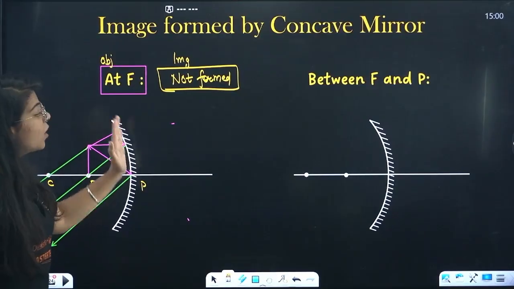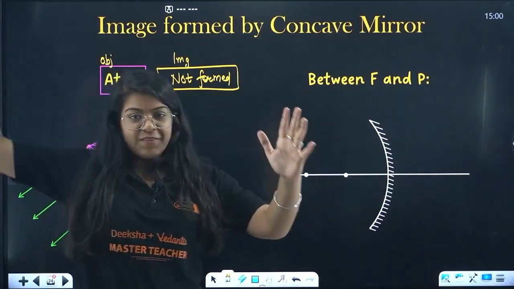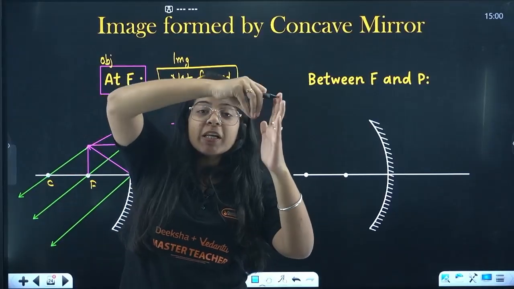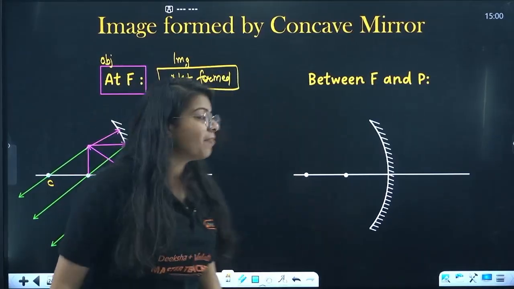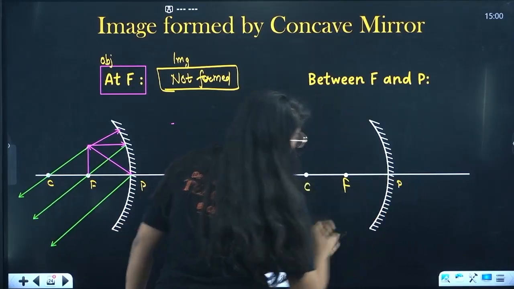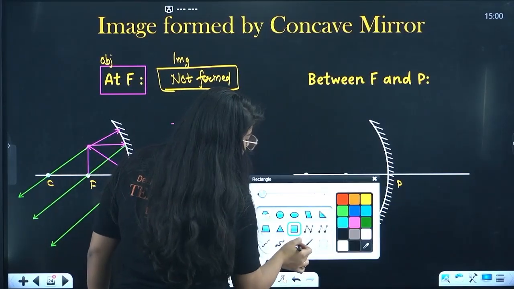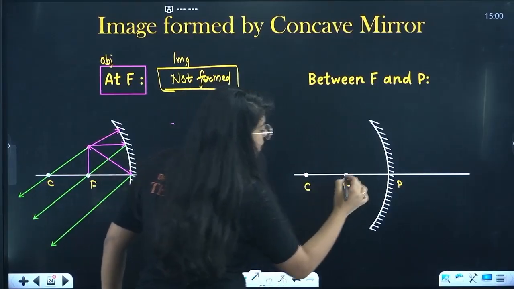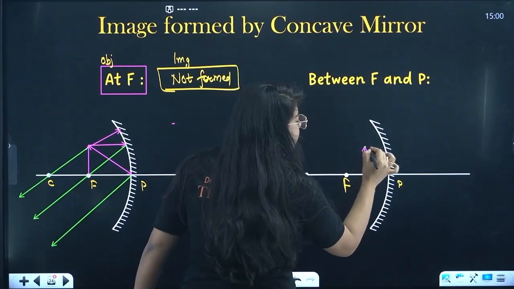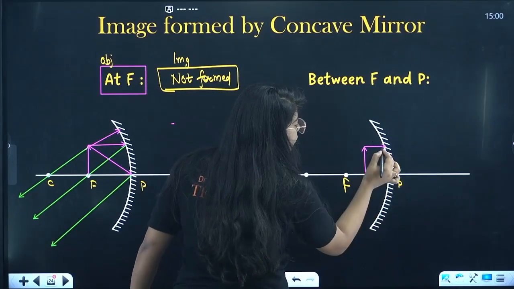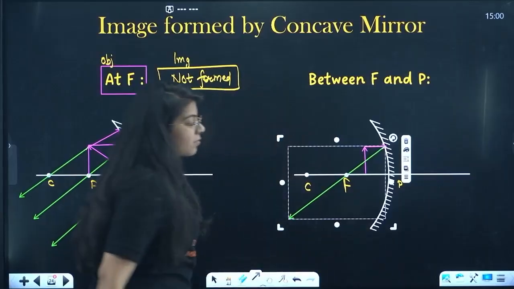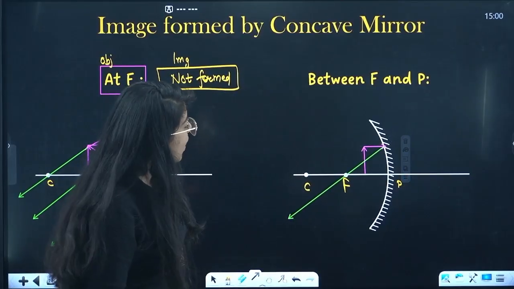Next, beta, now the object jumped even closer to the concave mirror: infinity, beyond C, at C, between C and F, at F, and now between F and pole. This is focus, center of curvature, pole. Now, beta, let's see where the image is formed. You will see that it is between pole and focus. Now what will happen? Again, one ray goes parallel and it will pass from focus. Understood?